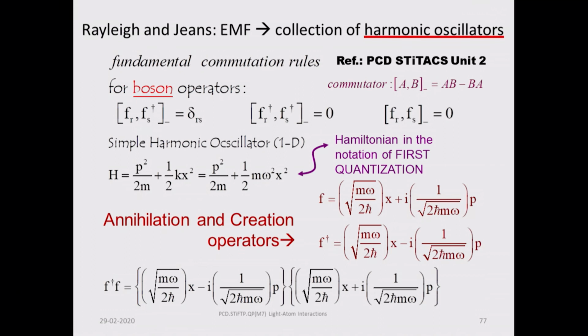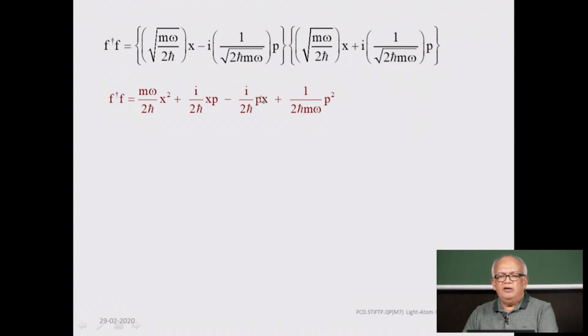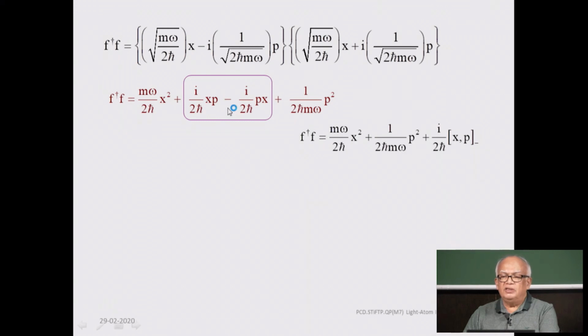So if you now determine the f dagger f operator, you write the f dagger and then the f, and multiply these out, always keeping track of the fact that the position of these operators is important, because position and momentum do not commute with each other. So like in this term you have xp, whereas over here you have px. You can combine these two terms to find the commutator of position and momentum, and we know what that result is from the uncertainty principle, right?